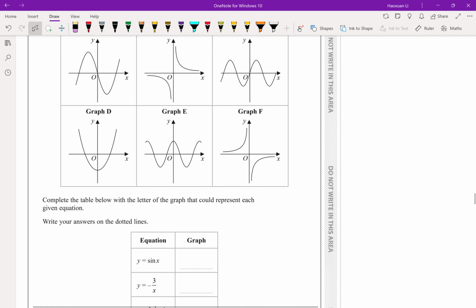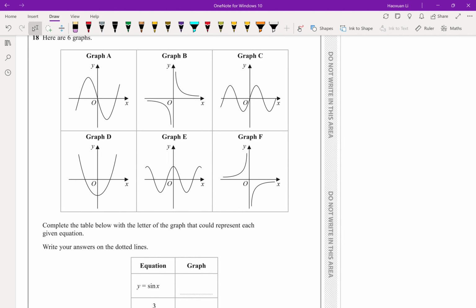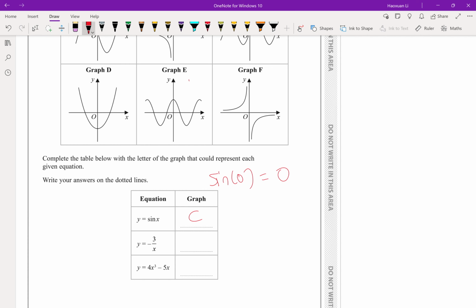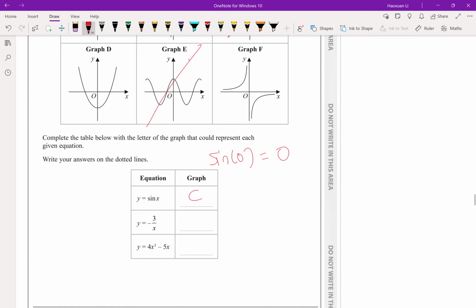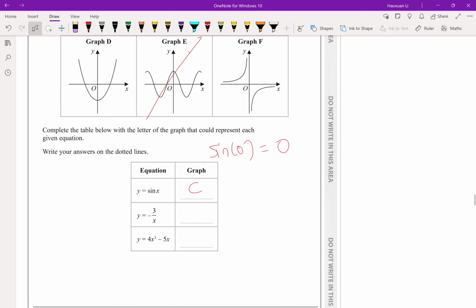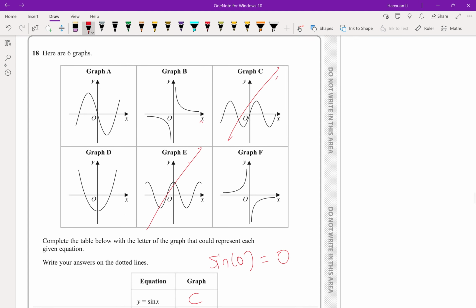So y equal to sine x. Always bear in mind that sine graph will look somewhere like E or C, because it has to be like a physics wave graph. So therefore, the easiest way to check is to see if sine 0 is equal to 0. And only C works. So therefore, this has to be C. And we can get rid of this too, because there's no other sine, cosine, tan in it. So y equal to minus 3 over x. So this has to be B or F.